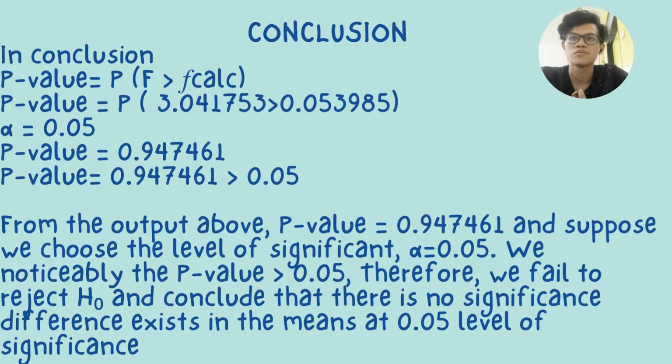So from the output, the p value is 0.947461, and suppose we choose the level of significance alpha equal to 0.05, we notice the p value is bigger than 0.05. Therefore, we fail to reject H naught and conclude there is no significant difference in the mean at the 0.05 level of significance.